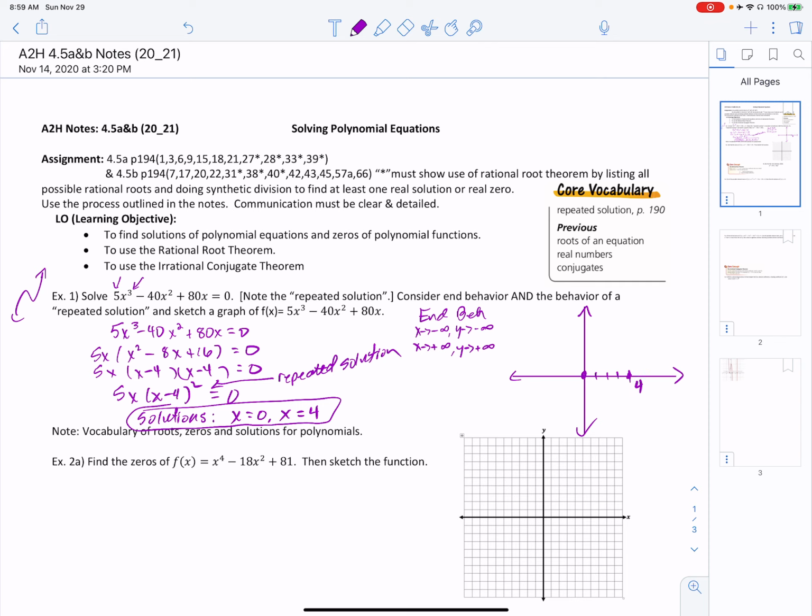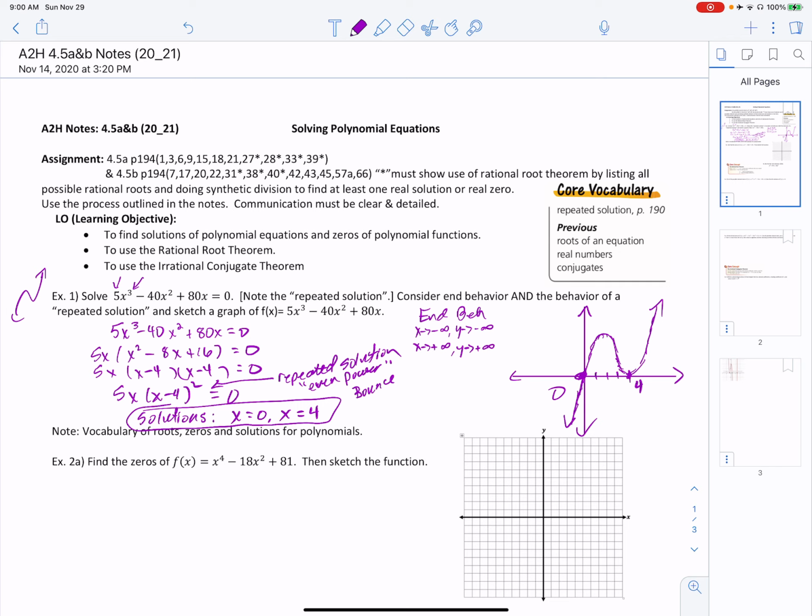And so when I had that repeated solution and it's to an even power, so not only is it a repeated solution, it's repeated an even number of times, I expect there to be a bounce at that value of x equals 4. So it's going to look something like this. So it has to come from negative infinity. It's going to pass through at 0. So it's going to come back down, polynomial smooth curve, hit at 4 as a 0, and then go back in the same direction it came from.